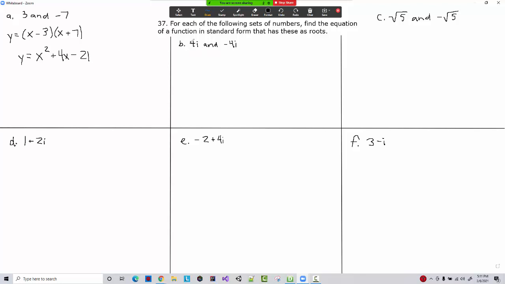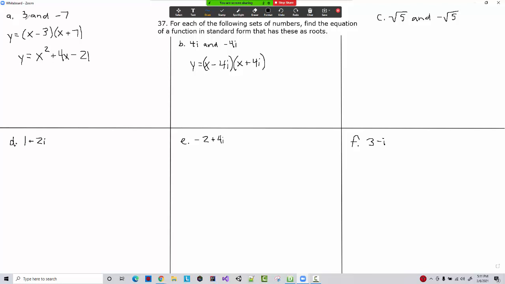All right, let's take a look at letter B here. We do the same thing here. So for the first root, we're going to say y equals, because we want a function. And so this will be x, and this will be minus 4i for the first solution. And then for -4i, we'll have x plus 4i.